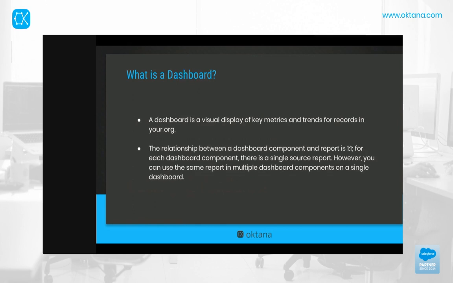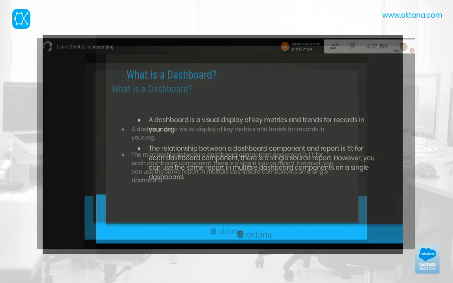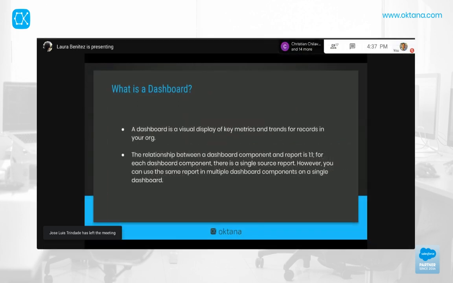And what is a dashboard? Well, a dashboard is a visual representation of some key metrics and trends for records in your org. What is the relationship between dashboards and reports? It's one to one. That means that one dashboard can only be based on one report. You can have a lot of dashboards of the same report, but with one dashboard, it's only one report that it can be based on.